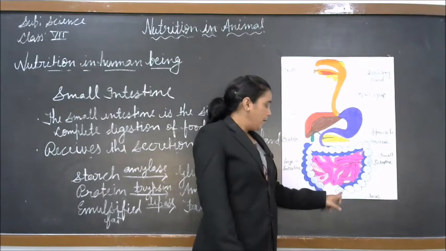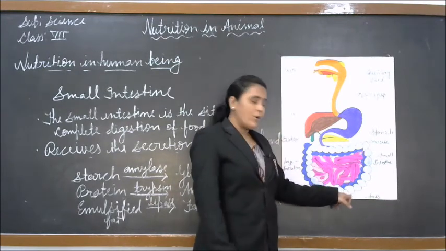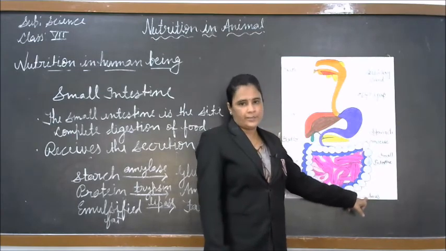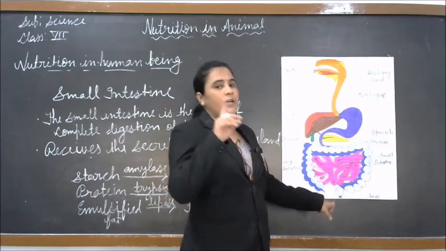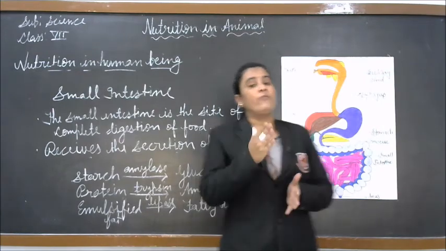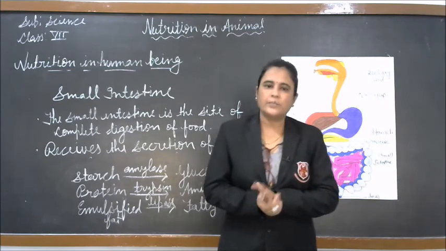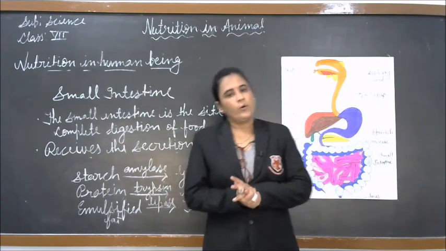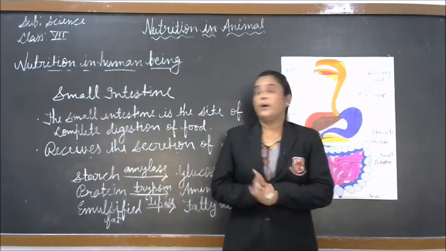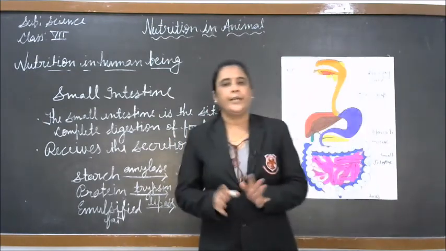It is then expelled out from the body through the anus. Here the process of egestion is completed. The undigested waste product being expelled from the body is known as egestion. Students, here the process of digestion, the process of nutrition, is completed in human beings.